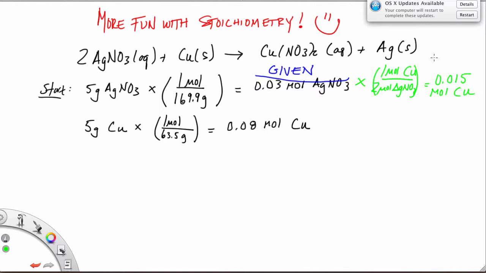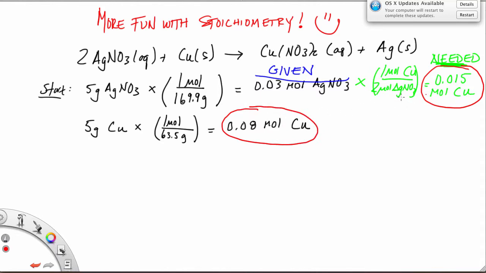Okay, this now is my needed quantity of copper. And what I'm comparing it to is my given quantity of copper. So let's go to red. I'm going to circle this in red. Here's my needed quantity of copper. Here's my given quantity of copper in red. We have to compare the same substance with the same substance. Okay? We're not comparing this with that. They're not the same substance. They're apples and oranges, copper and silver nitrate. We have to compare copper with copper.